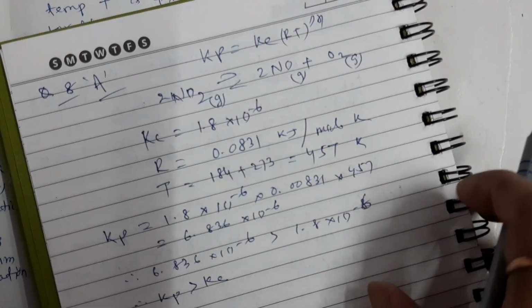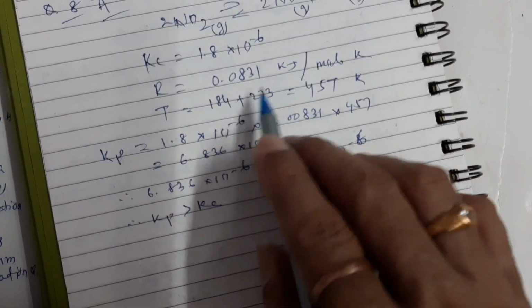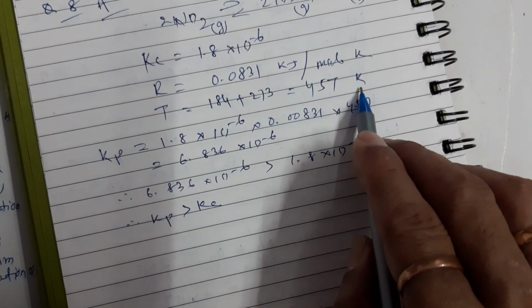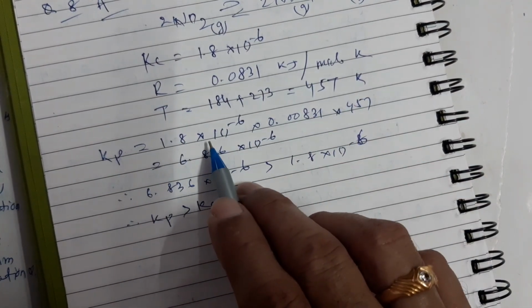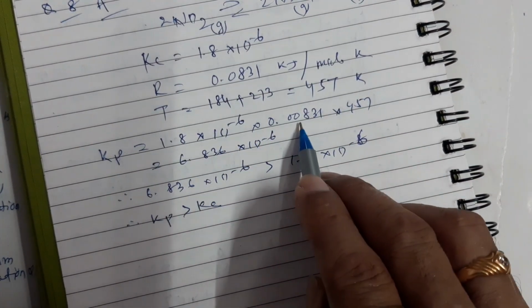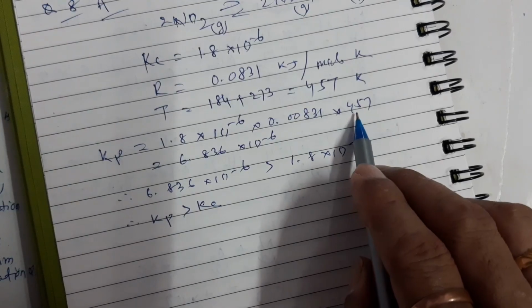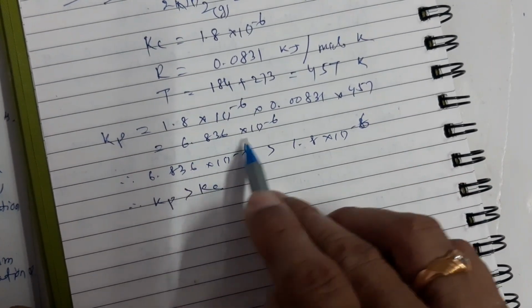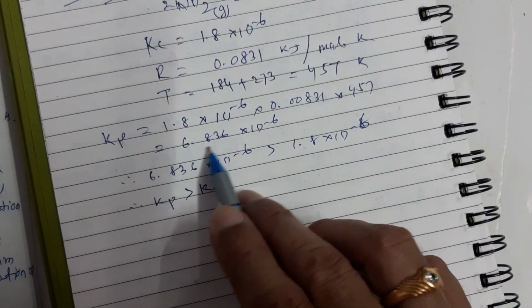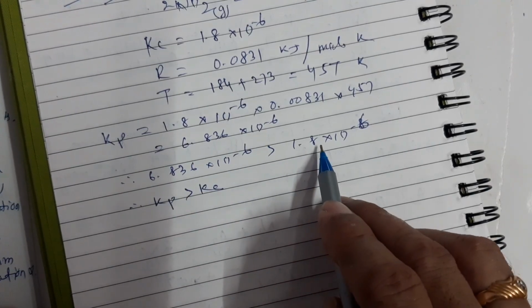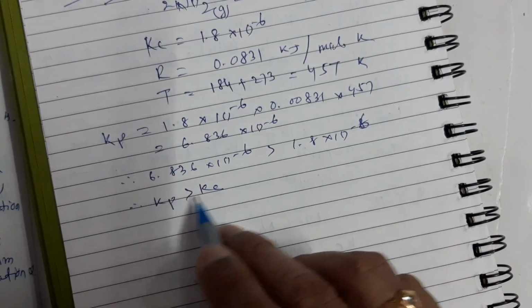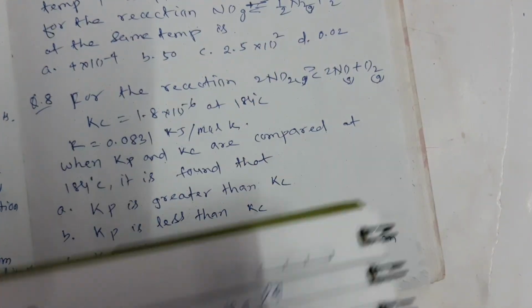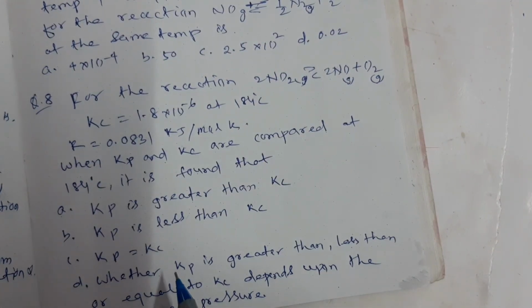So Kp, Kc, put the value, R is given, T is this much Kelvin. So Kp is equal to Kc times 0.00831 multiplied by 457. Put it, you will get this much. So this is greater than 1.8, this is the value of Kc. So Kp is greater than Kc. So choice A is the correct answer. Okay students, have a good day.